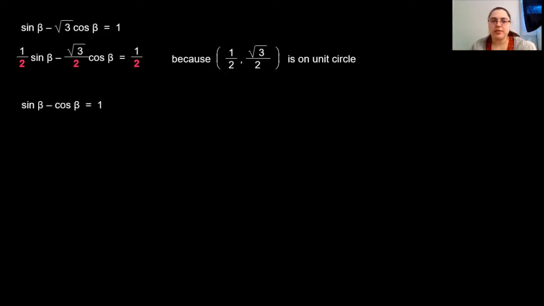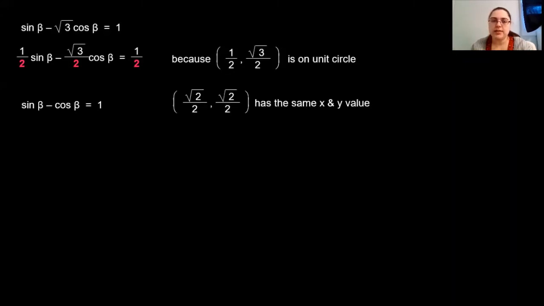So for example, suppose we had this equation here, where instead of having a √3 as our coefficient to cosine, we just had a 1. So in this instance, the coefficients of the sine and the cosine are the same. So to help us out, we would need an ordered pair on the unit circle where the sine and cosine values would be the same. So a point that would have the same x and y values.